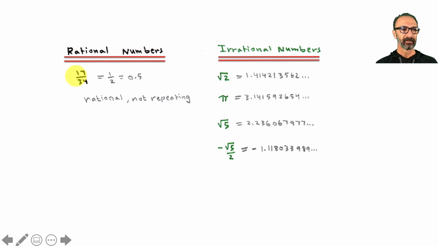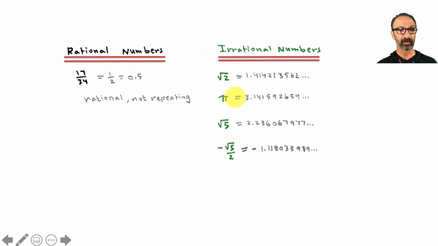More examples. 17 over 34, which is half. Rational, not repeating as a decimal form. Irrational numbers, more examples to stay focused because that's the new topic. Square root of 2 is one of the famous ones to start with. Take a look: 1.414, 2, 1, 3, 5, 6, 2. So what comes after 2? Do you think it's 1? You can't convince me that it comes as 1. So that's called non-repeating, non-terminating, or in short, we call it an irrational number.